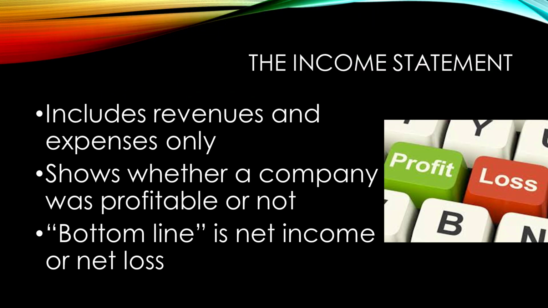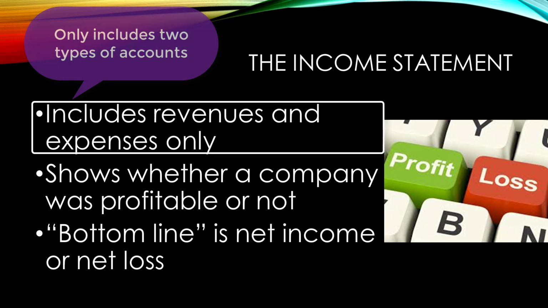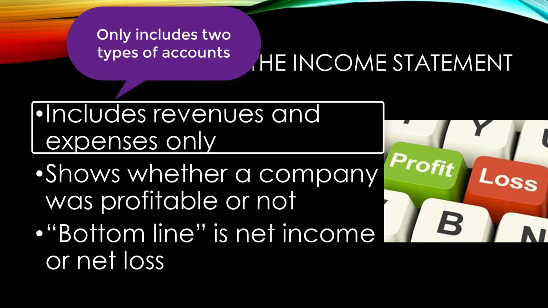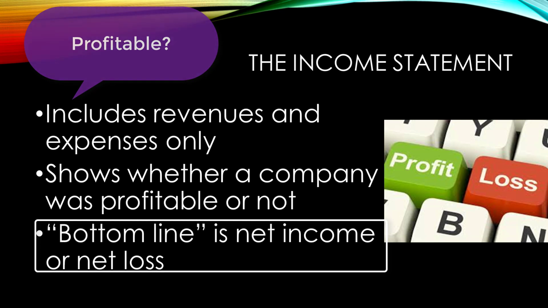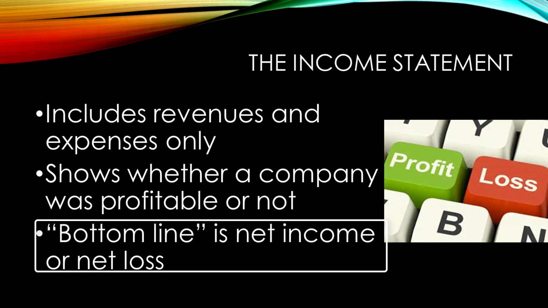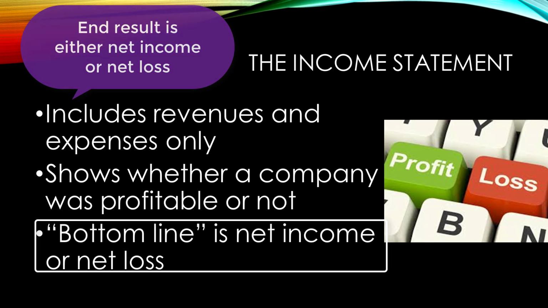So a few things about the income statement. It only includes revenues and expenses. It shows whether a company was profitable or not. This, of course, is key to the owner and to many other external users of the financial statements. The bottom line, or the last line on an income statement, is one of two things. It's either a net income or a net loss.